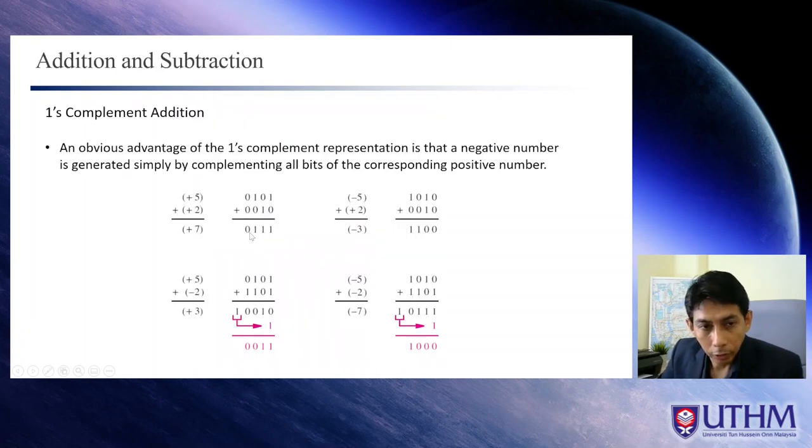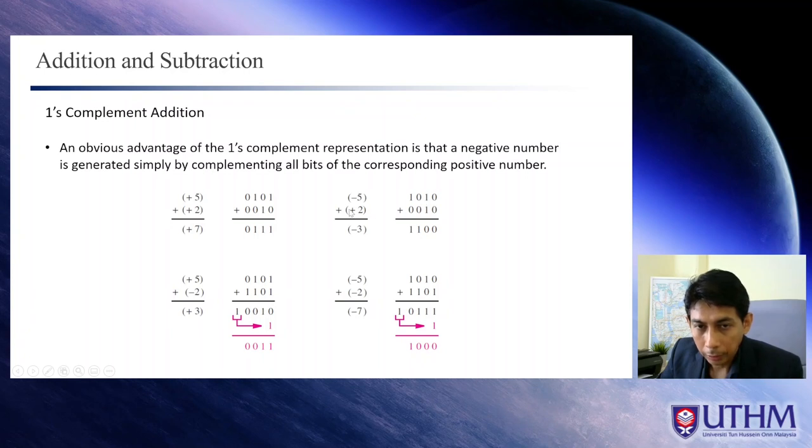Let's look at this. Another example, more examples from the first complement addition and subtraction. Remember, first complement we only use to represent the negative number. If positive, we use the normal number representation. So for example, number 5 is 101, positive 2 is 10. If we add, no problem. Here, see another example, minus 5. Remember we need to complement. So we have 0101, and if you complement, you have 1010.